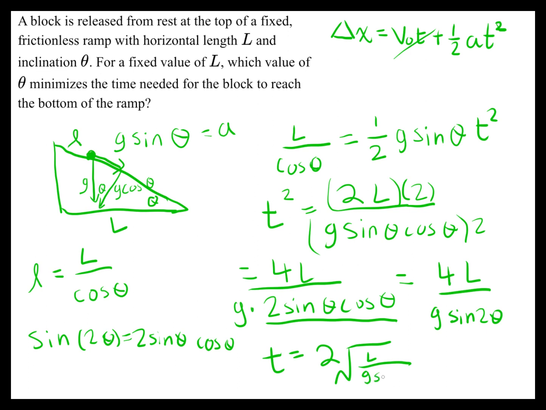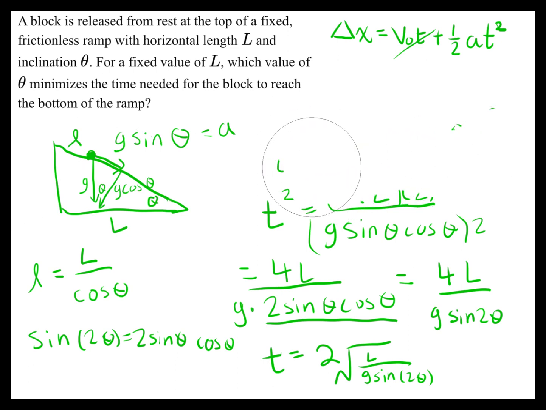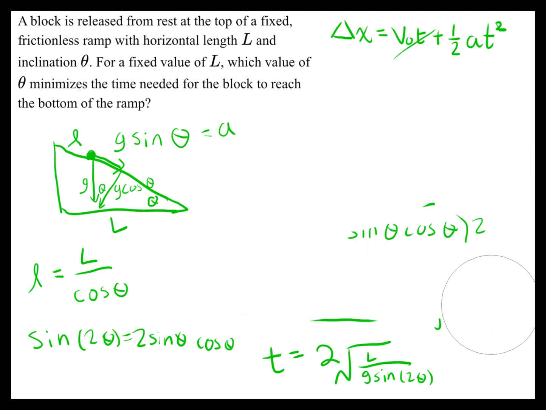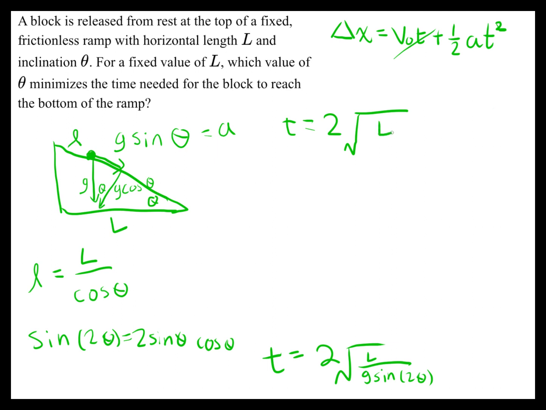So the square root of that is going to be equal to 2 times the square root of L over g sine 2 theta. Okay, so I'm going to erase all of this to make a little more room for writing here. So the time is given by 2 times the square root of the horizontal length over g sine 2 theta. Theta is the inclination angle.